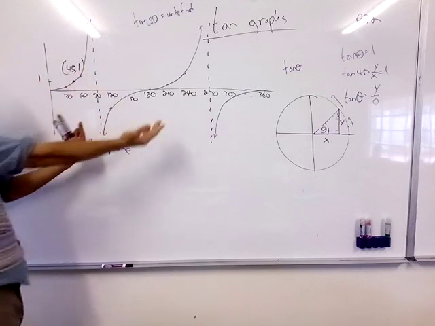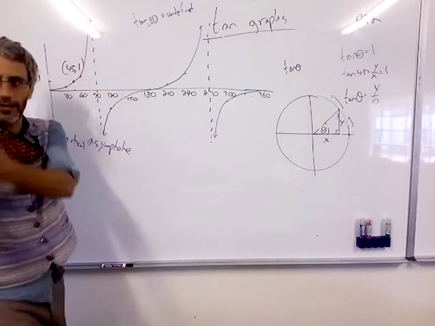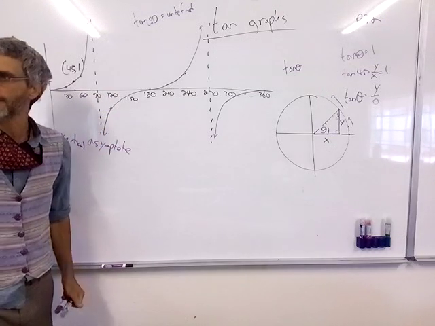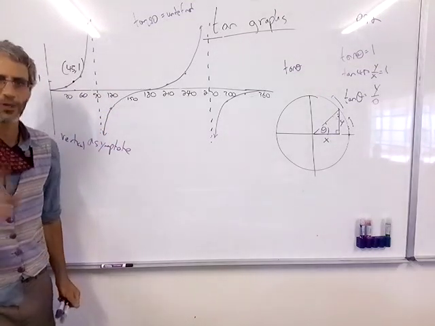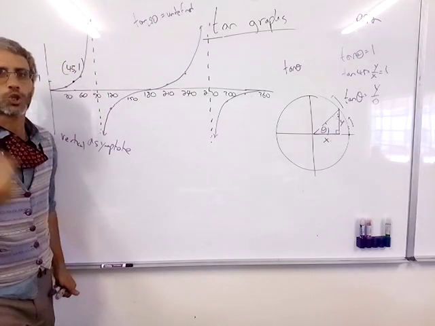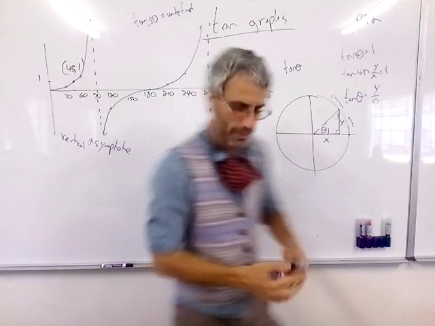Okay? So that's the tan graph. Tan graph, grade 10, tan graph. It's a little bit different, isn't it? It's a little bit different to the sine, cosine. It's not like up and down. It's not continuous. You will learn that one day maybe.